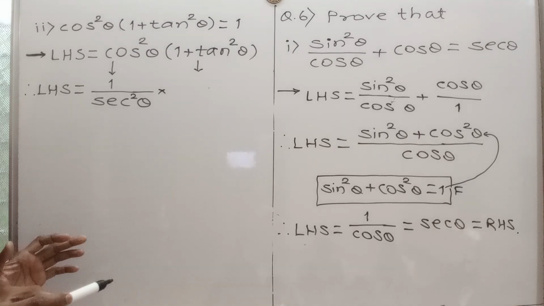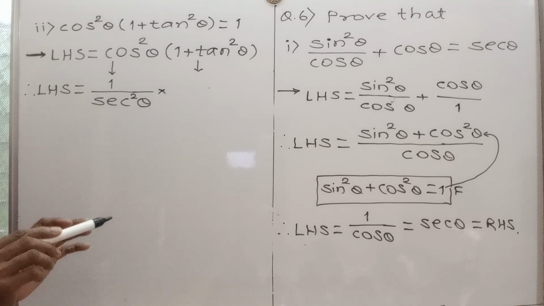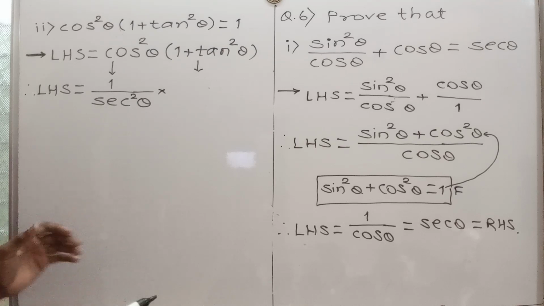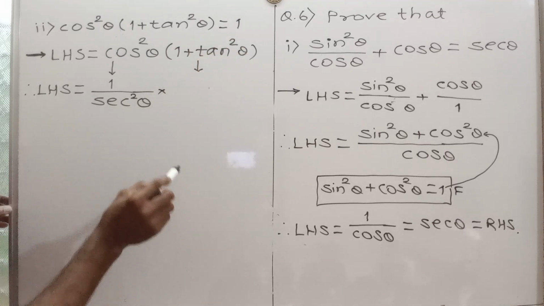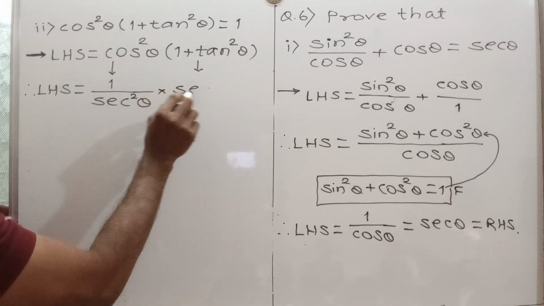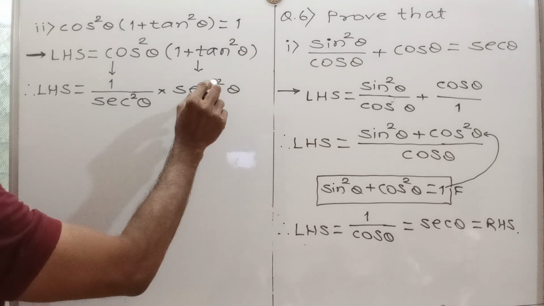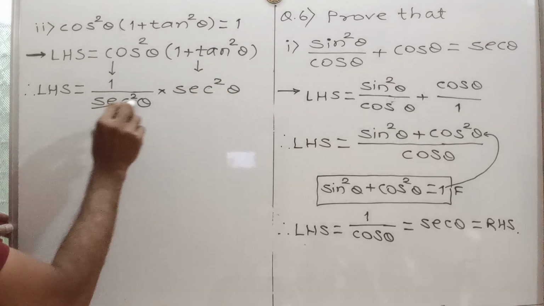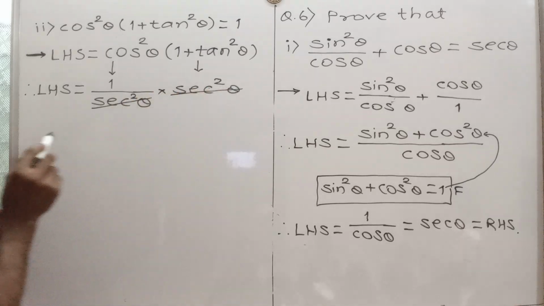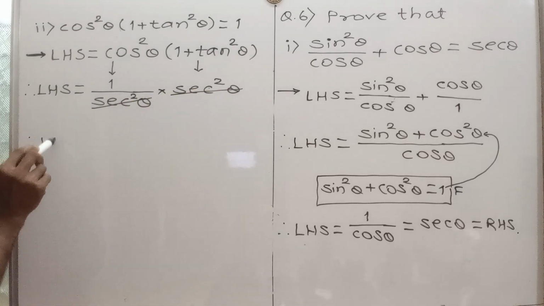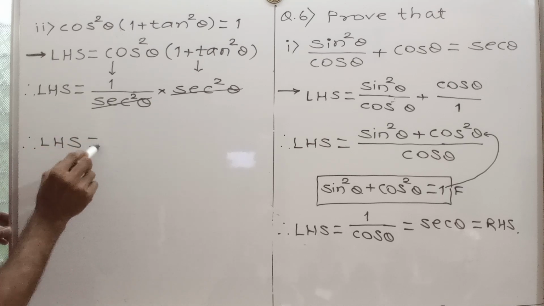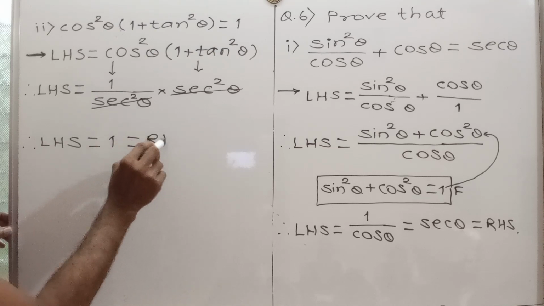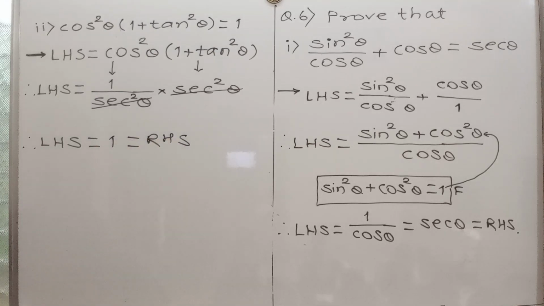1 + tan² θ, I have given different formulae and identities. 1 + tan² θ means sec² θ. Now this sec² θ cancelled. Therefore, LHS is equal to, what is left? 1. This is our RHS. Did you understand this example?